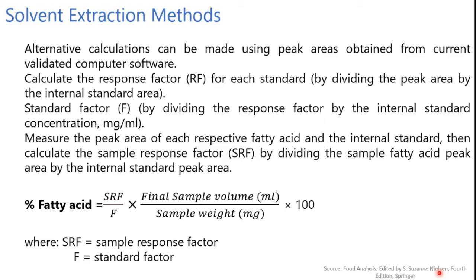Then the standard factor is calculated by dividing the response factor by the internal standard concentration, and measure the peak area of each respective fatty acid and the internal standard, and then calculate the sample response factor by dividing the sample fatty acid peak area by the internal standard peak area. So percent fatty acid equals the sample response factor divided by the standard factor, times the final sample volume divided by the sample weight in mg, times 100, where SRF is the sample response factor and F is the standard factor.